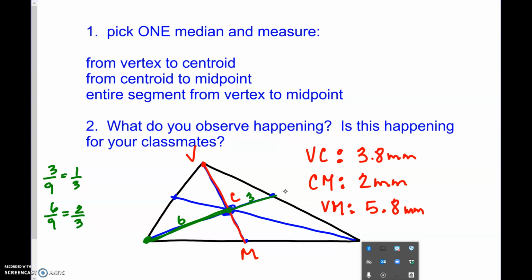Now, most of the time, what you guys always tell me is that the vertex to the centroid is double whatever the centroid to the midpoint is. So you see my data came out here pretty close.